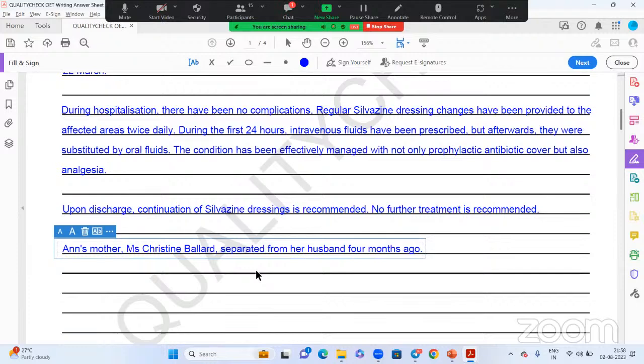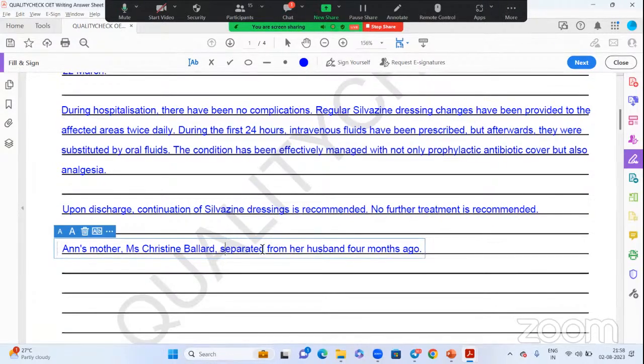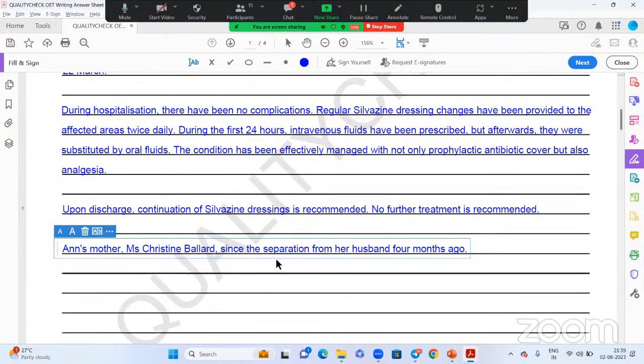Anne's mother, Miss Christine Ballard, since her separation from her husband 4 months ago, appears to be isolated. This is B plus. Now what I am showing is Anne's mother, Miss Christine Ballard, since the separation. I will change whatever I want. I want A grade. Who wants B grade? Anne's mother, Miss Christine Ballard, since the separation from her husband 4 months ago, comma, appears to be isolated.